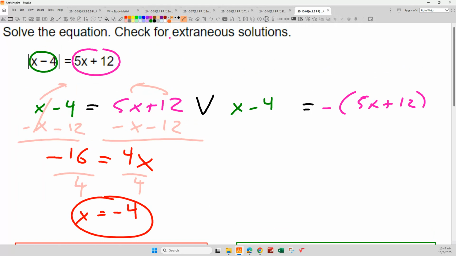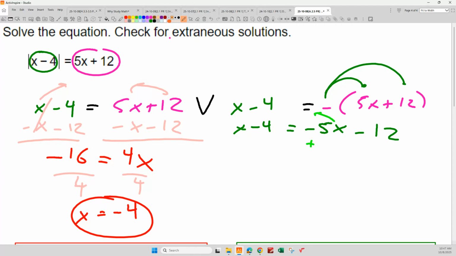Distribute. Okay, so let's distribute. And I get x minus 4 equals negative 5x minus 12. Agreed? Okay. Where am I pushing the x's? To the left. Okay, I agree. We're going to add 5x to both sides. Cancel those. If the variables are going left, the numbers go right by doing what? Adding 4. Good.